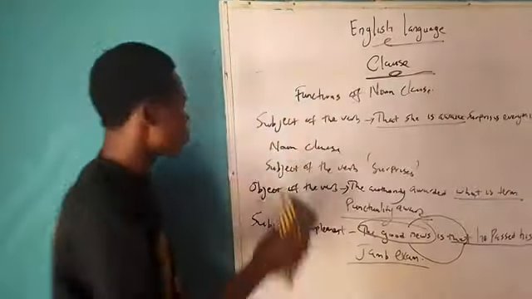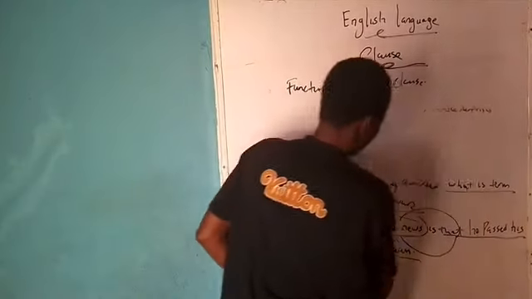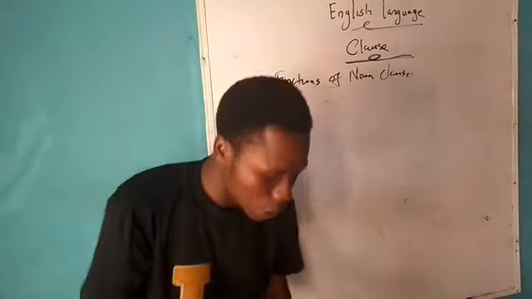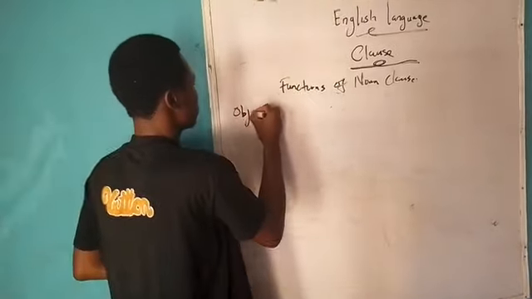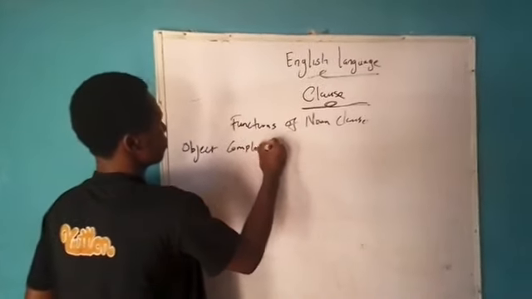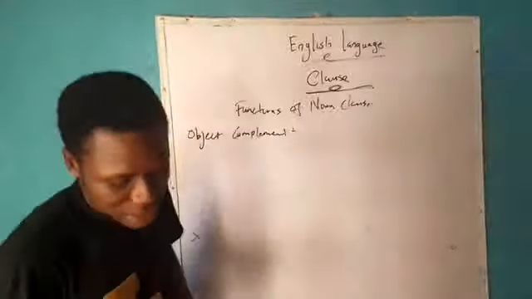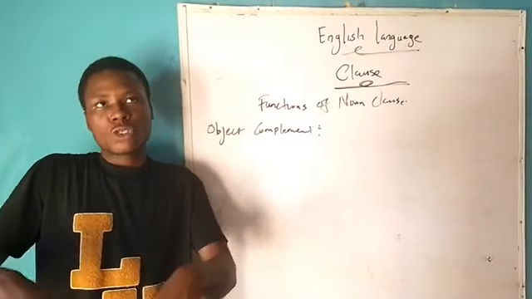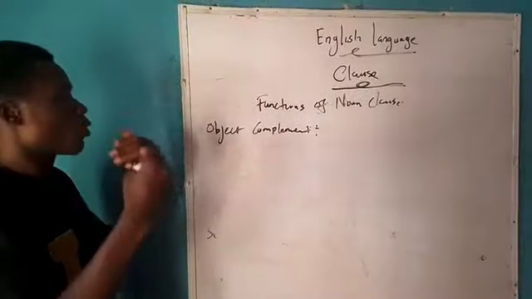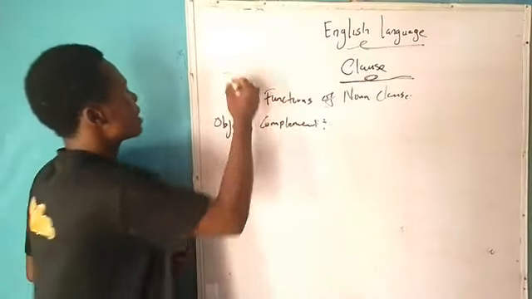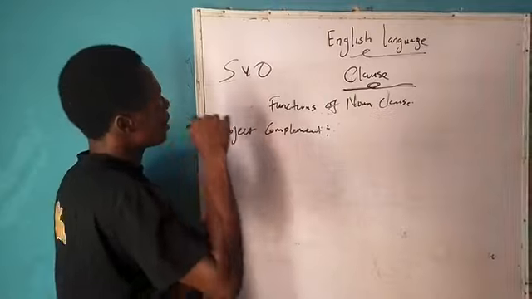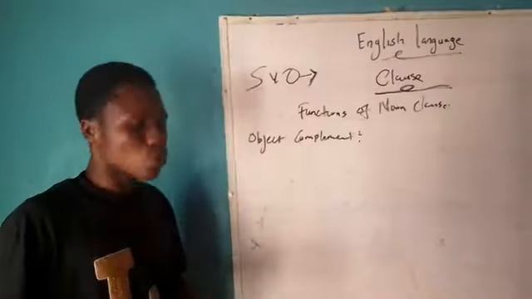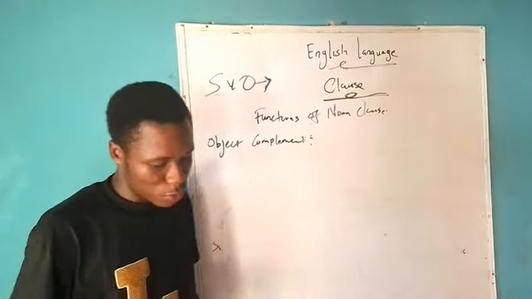Now let's move to object complement. An object complement is when the noun clause follows the object in the sentence. When the noun clause follows the object, you know, in English you might have subject, verb, object, and if the noun clause follows this object immediately, it serves as object complement. Now let's look at this example.